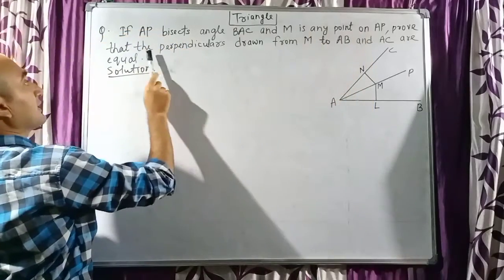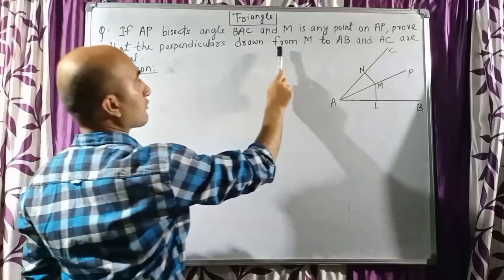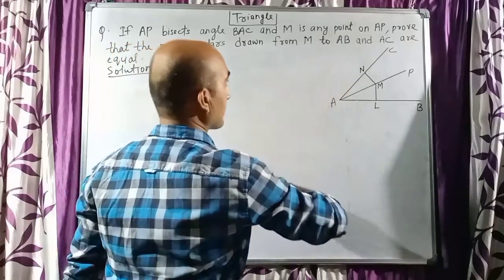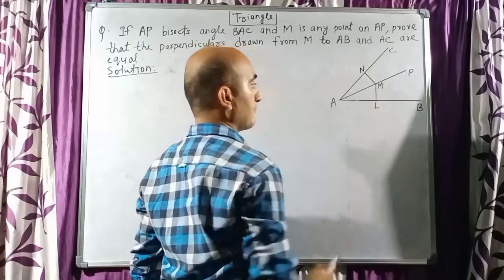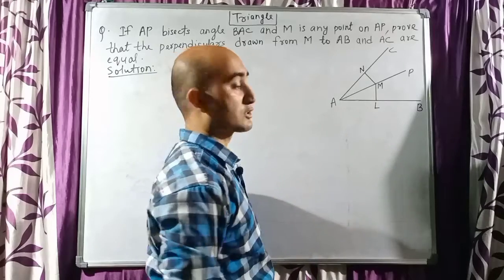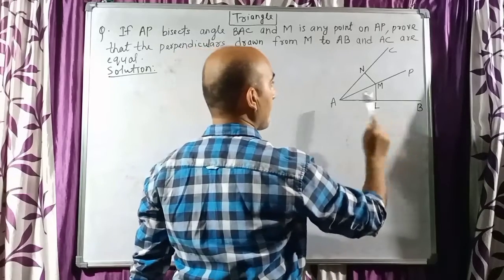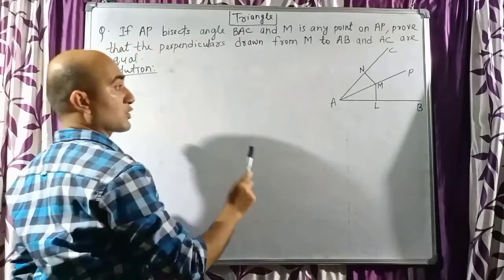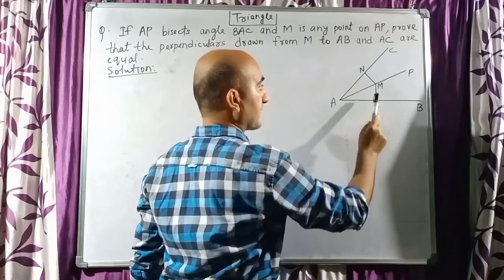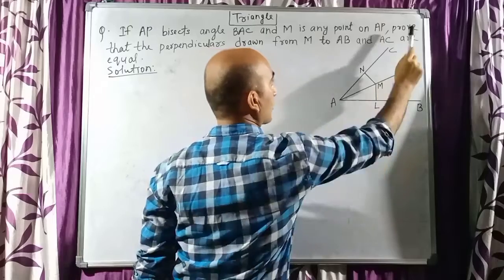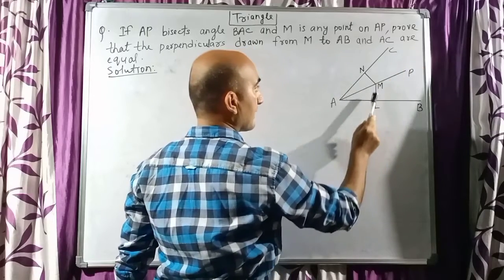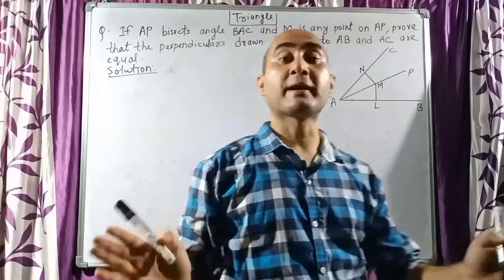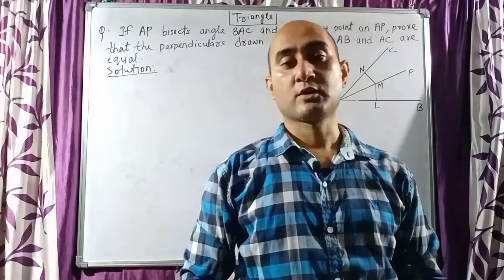Now prove that the perpendiculars drawn from M to AB and AC are equal. So from M there are two perpendiculars drawn, one on AB and one on AC. That means you have to prove that these two perpendiculars, ML and MN, are equal. So how to prove?